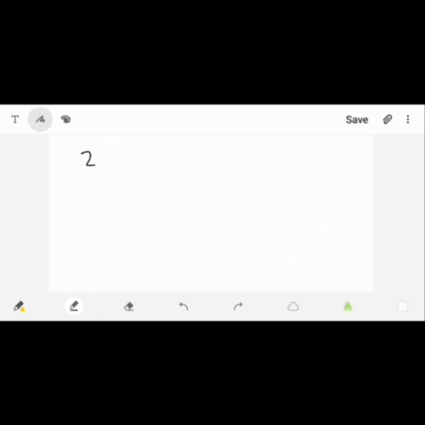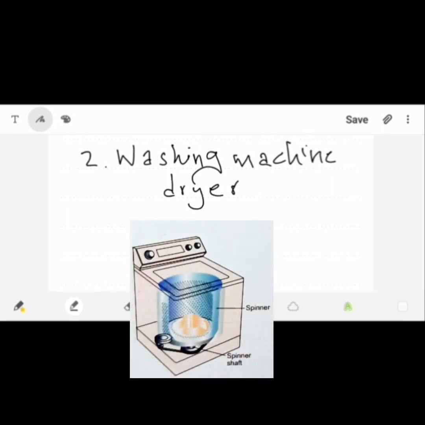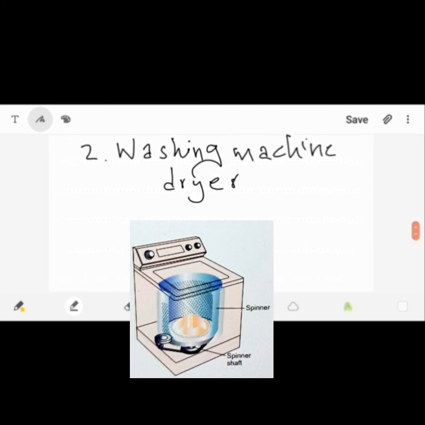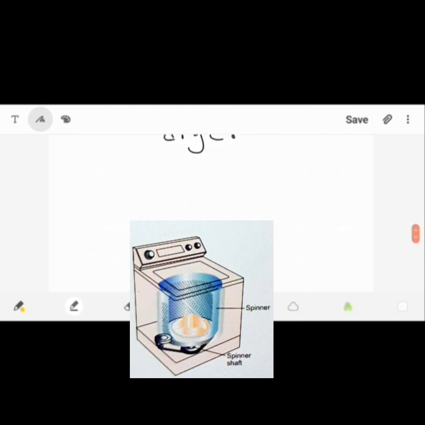Second example is the washing machine dryer. The dryer of a washing machine is a basket spinner. It has perforated walls, which means a number of holes are present in the wall of the cylinder. This cylindrical rotor is shown in the figure in your book. Cylindrical rotor means it can rotate along its axis. When the lid of the cylindrical container is closed after putting in the wet clothes, it spins at very high speed.